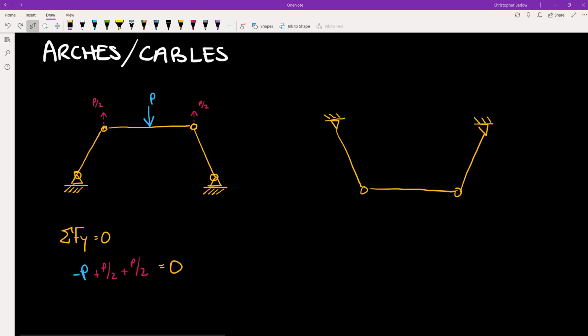In other words, the internal forces must be aligned with the member. This vertical component we've just drawn is not aligned with the axis of the member. So the total force in this member must look like this, which means that we will have some horizontal component to the internal force in this member. We call this horizontal component thrust.